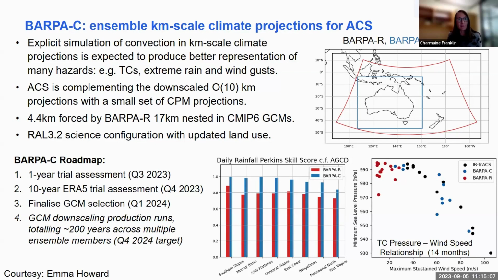So you can see at the top left, the domains. So the black line is the BARPA-R, the really big domain. Then we have the CORDEX domain in red, and then blue is the BARPA-C domain.